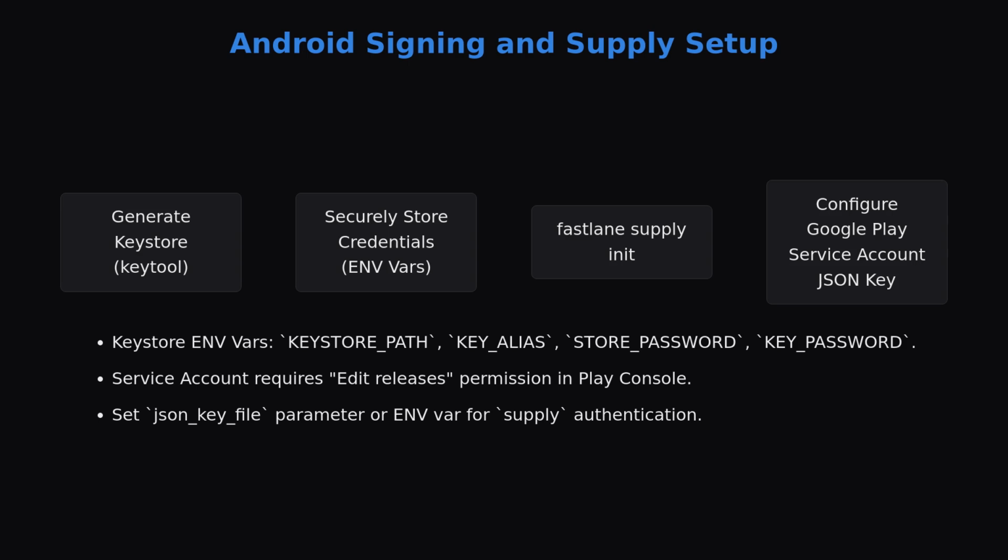Initialize the Google Play deployment configuration by executing fastlane supply init. Authentication with Google Play requires a service account JSON key file. This key must be generated in the Google Cloud Console and requires granting the Edit Releases permission within the Google Play Console API access settings. The absolute path to this JSON key file must be provided to Fastlane, typically set via the json_key_file parameter or a corresponding environment variable, enabling supply to interact with the Play Store API.